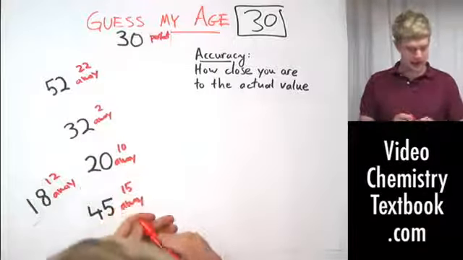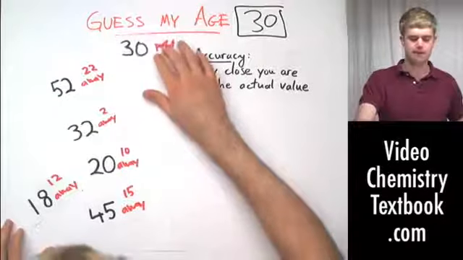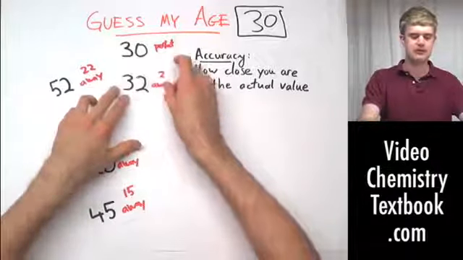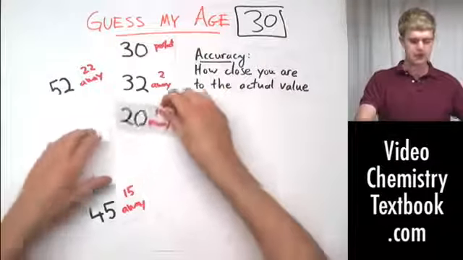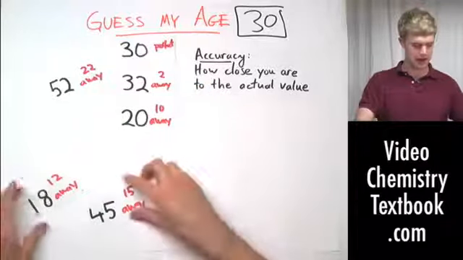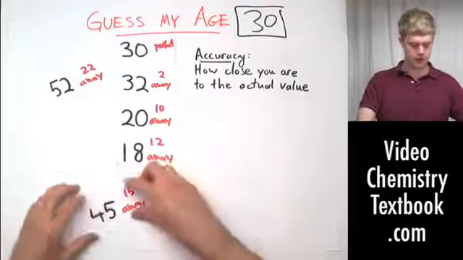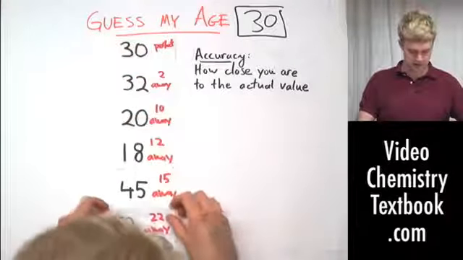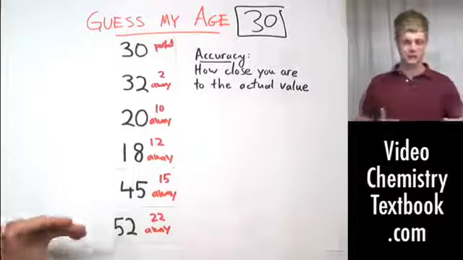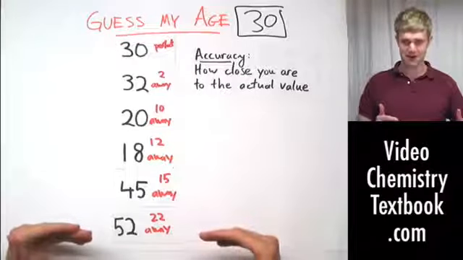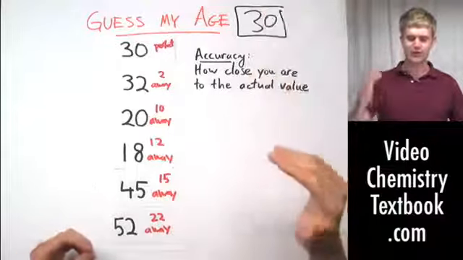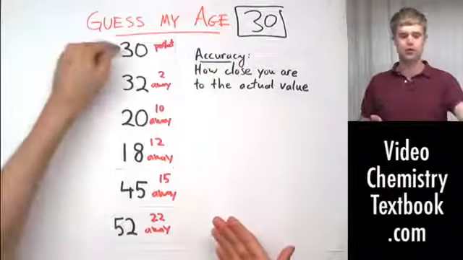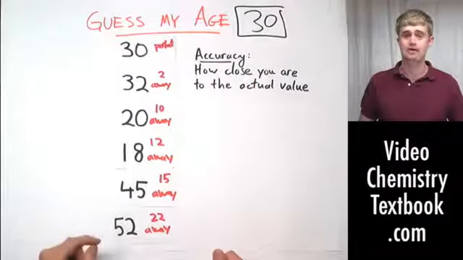So let's rank these guys in terms of accuracy. 30 is the most accurate. 32 would be the second most accurate. It's 2 away. The next is going to be 20, because that's 10 away. Then we have 18, which is 12 years off. 45, which is 15 years off. And this guy here at 52, which is 22 years off. So actual age 30, and accuracy is how close we are to the actual value. Greatest accuracy, least accuracy.